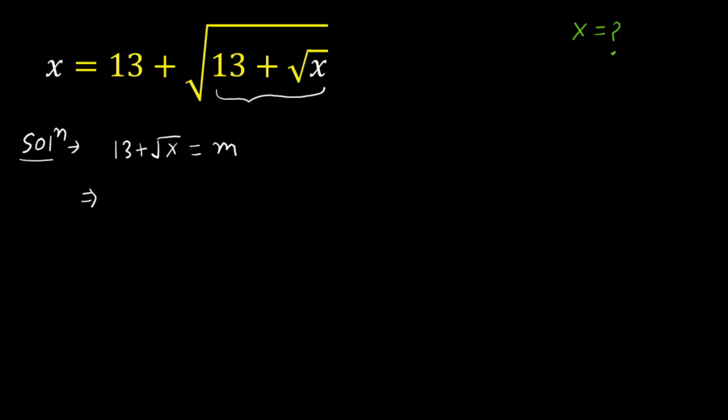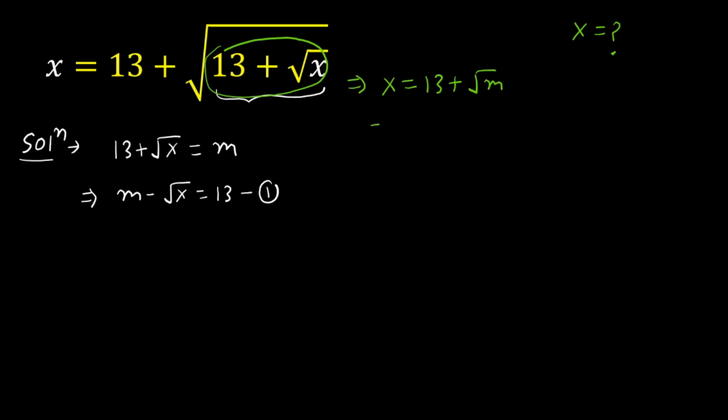This implies m minus square root of x is equal to 13. Let us consider this as equation number first. Now this expression is m. This implies x is equal to 13 plus square root of m. This implies x minus square root of m is equal to 13. Let us consider this as equation number second.